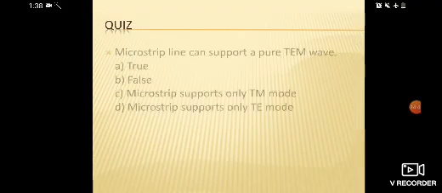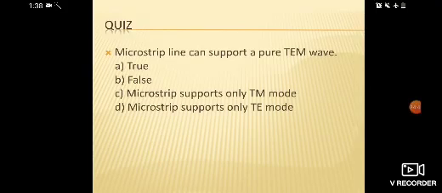The next question. Microstrip line can support a pure TEM wave. Is it true or false? Or does microstrip support only TM mode? Or does microstrip support only TE mode? So what is the option? The first option is true, the second is false, the third is microstrip supports only TEM mode, and the last is microstrip supports only TE mode. So what is your option? Please note this question.